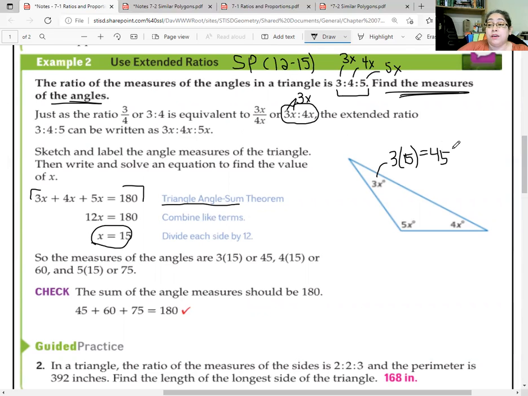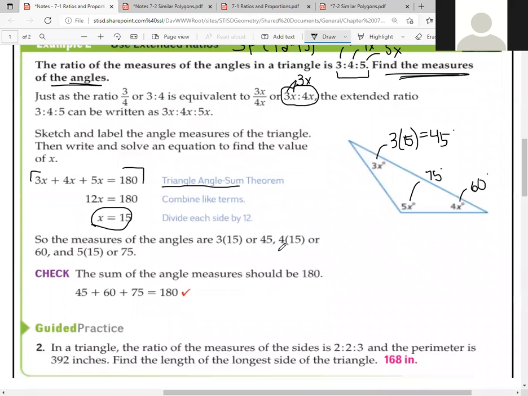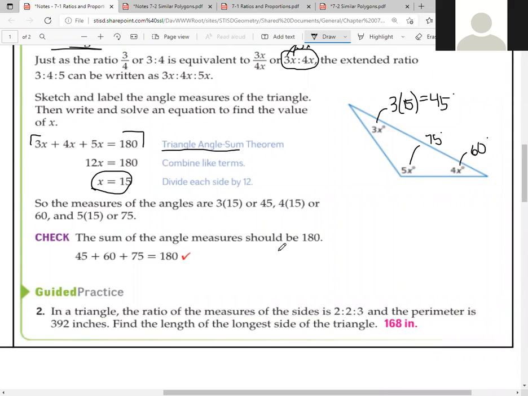If I do that for all the other angle measures, I see that this angle here at the 4x is 60, and this angle at the 5x is 75. I have found all the measures of all the angles in this triangle. Questions on how that one got done? I'm going to keep an eye on the chat to see if any questions come up in the chat.